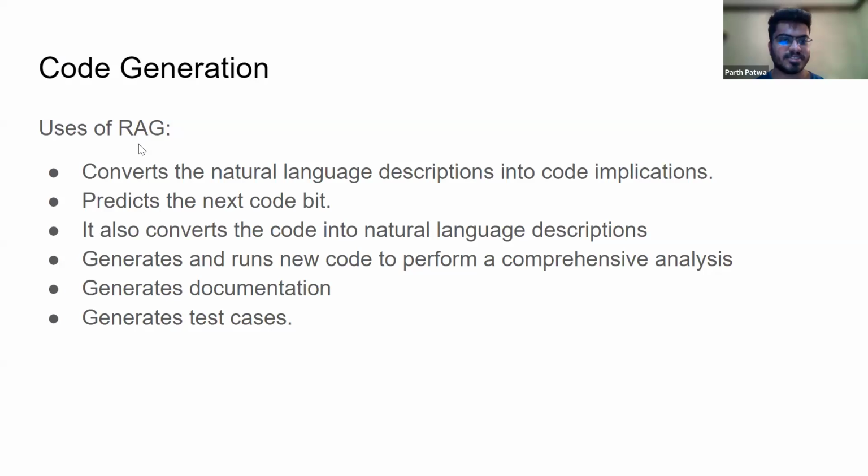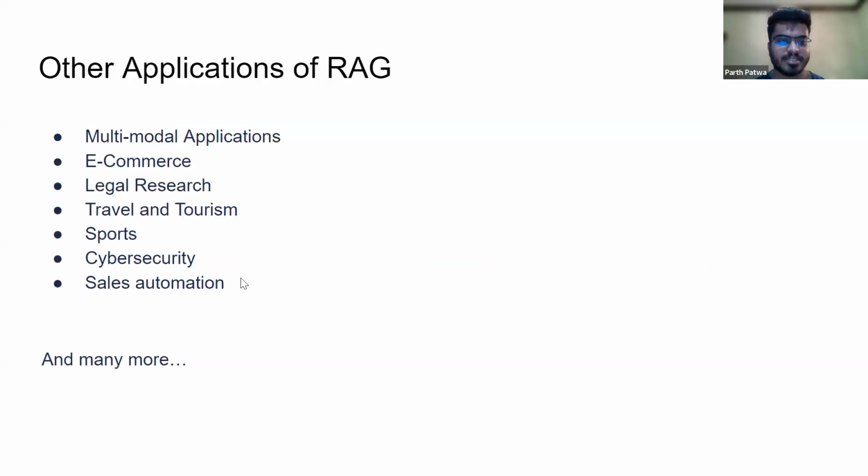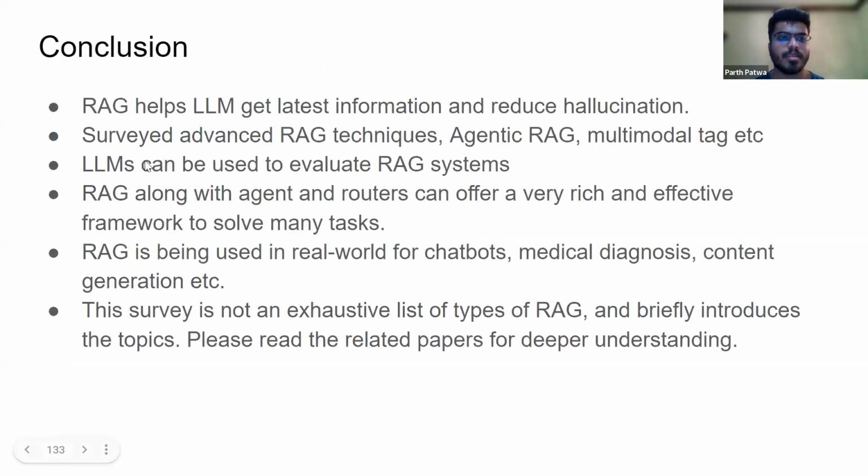One of my favorite use cases is code generation, because we are using a RAG to write the code for RAG. Given a natural language description, we can retrieve similar code snippets, predict the next code, generate documentation, and generate test cases based on the given input and historical content. And these are just very few applications that I covered. It is being applied everywhere in e-commerce, legal research, sports, sales automation, and so on.